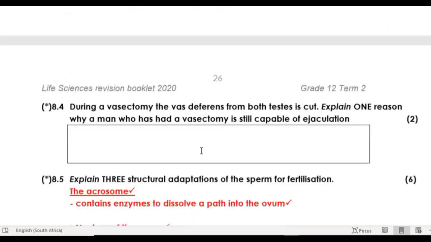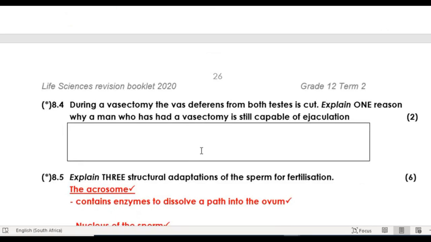Question 8.4 speaks about during a vasectomy, the vas deferens of both the testes is cut. So now it speaks about when a man gets a vasectomy. Explain one reason why a man who has had a vasectomy is still capable of ejaculation. Now you need to remember here, guys, that a vasectomy cuts the vas deferens, and you need to ask yourself, where is the vas deferens, and what happens then?